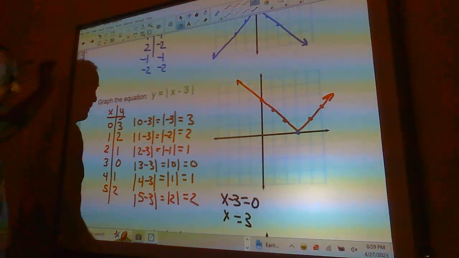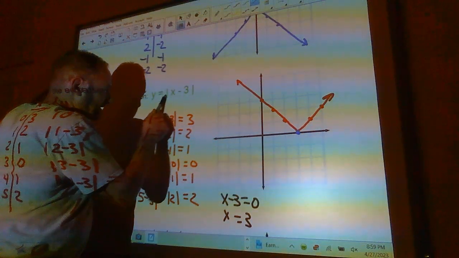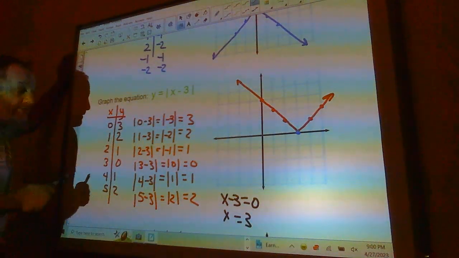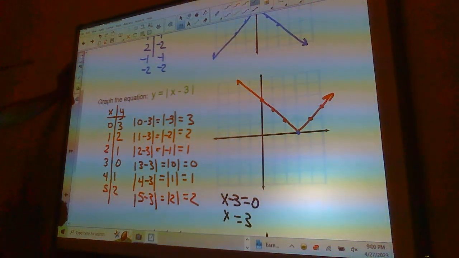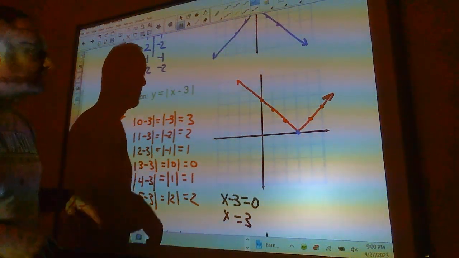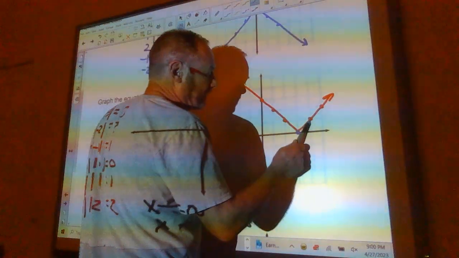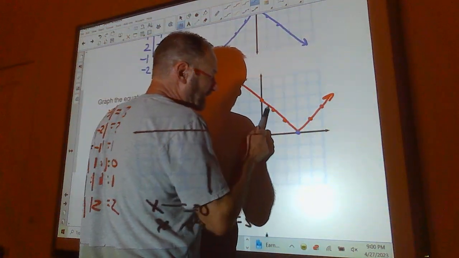Okay? Now, I can also, once I find the vertex, look right here at any number in the front of this absolute value. It is going to be the slope of the sides. So there's no number here. That implies that it's 1. Okay, people think it's 0. It's not 0, it's 1. So the slope of one side is going to be 1. Slope of the other side is going to be negative 1.